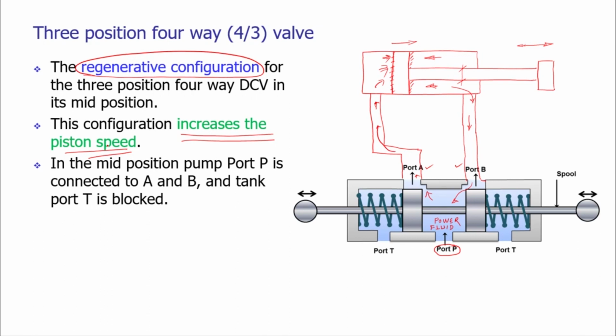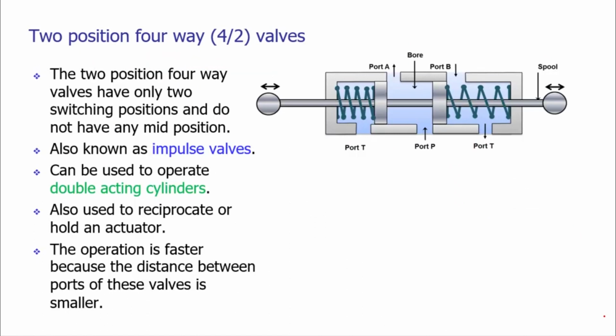In the regenerative configuration, we can have a typical arrangement which you can see here. This typical arrangement is providing us the facility when the spool is in this position. It is helping to increase the speed of actuation by getting the pressurized fluid from the piston rod side of the actuating cylinder, and that is adding to the already pressurized fluid, and that is increasing the speed of the piston.